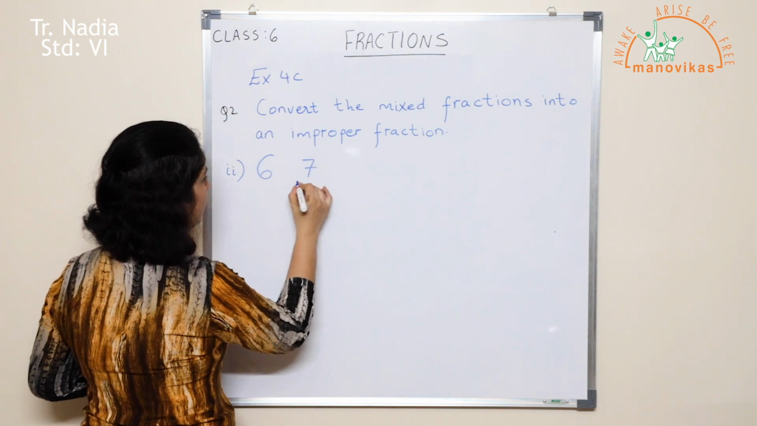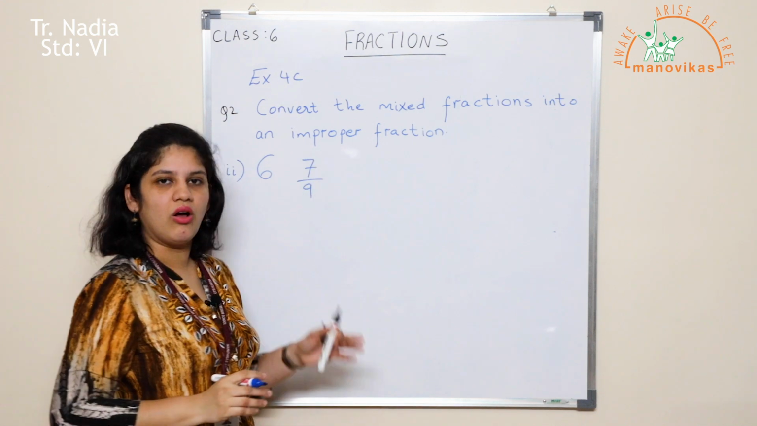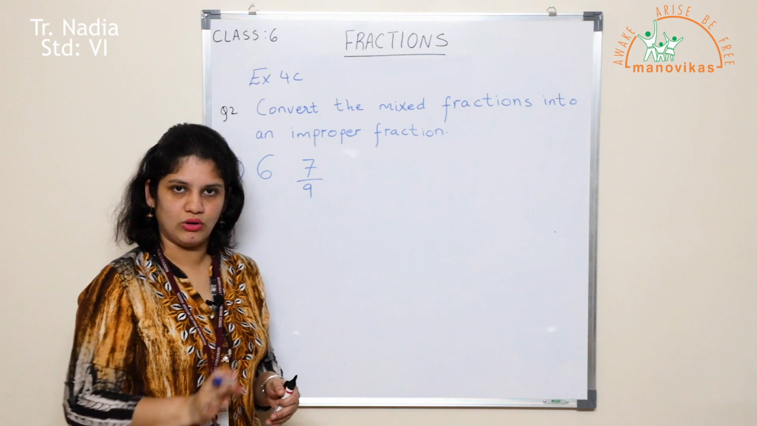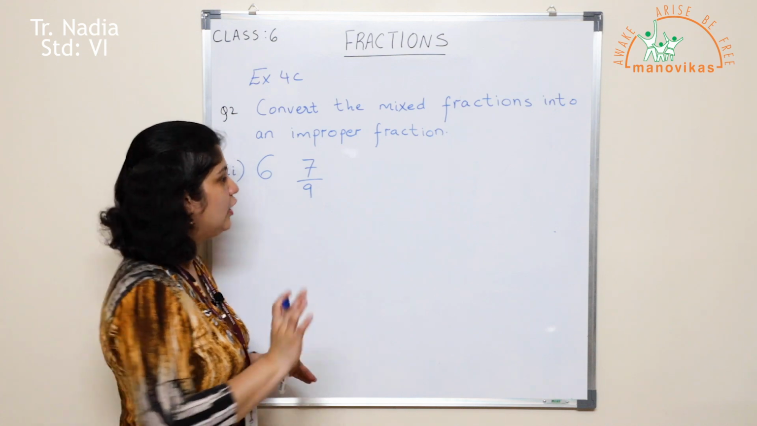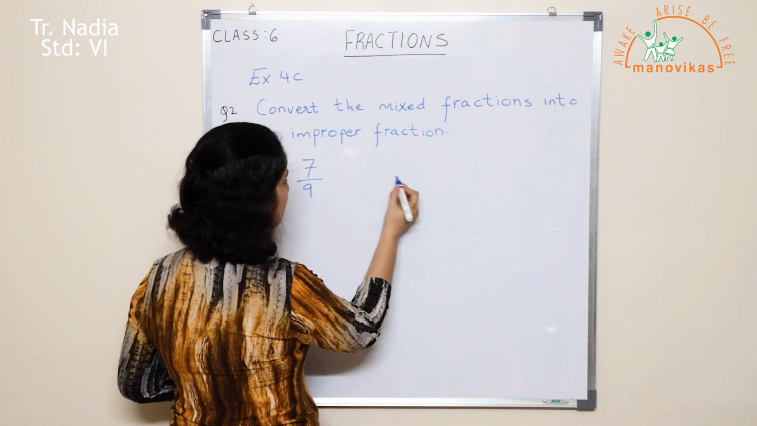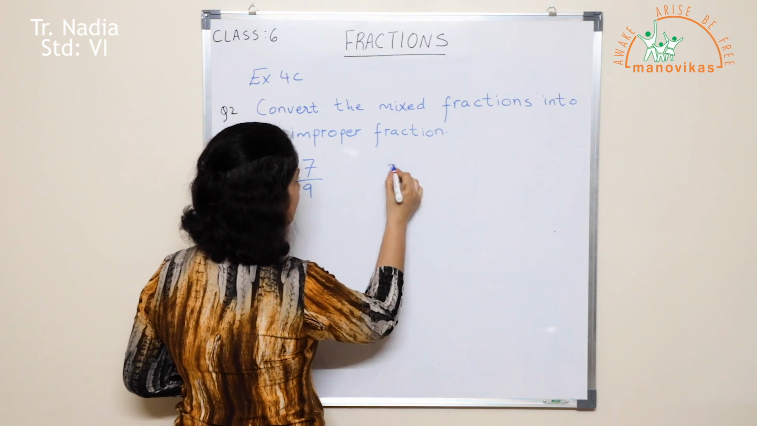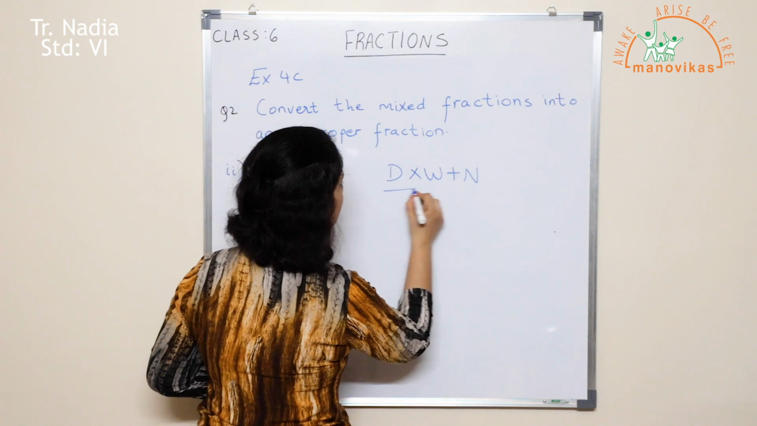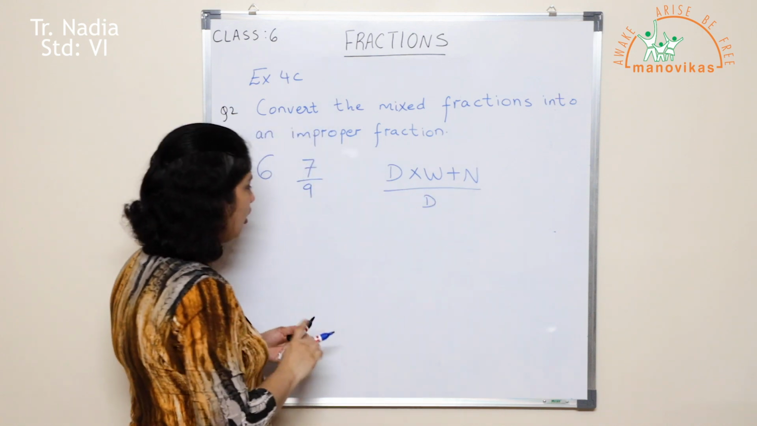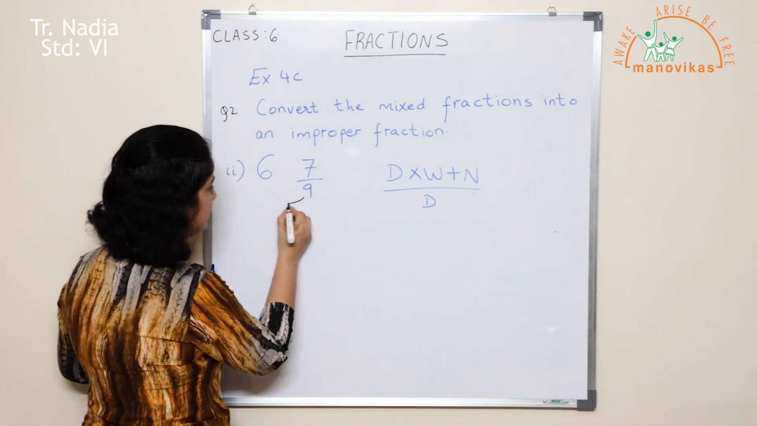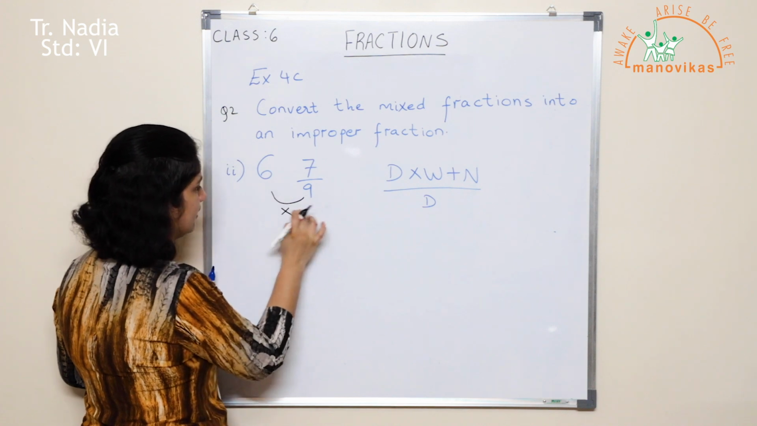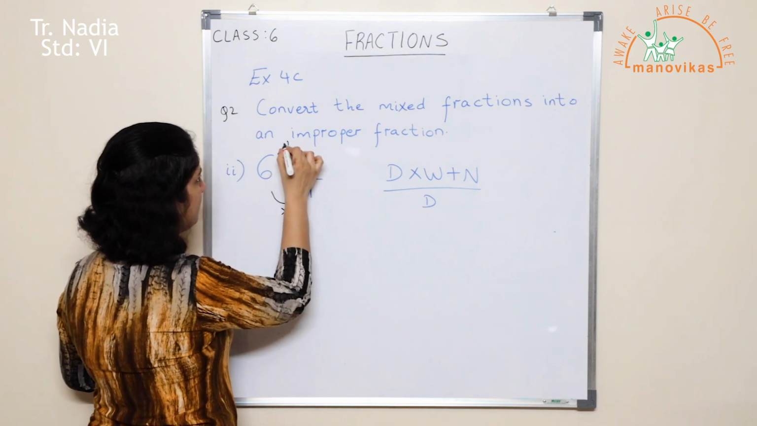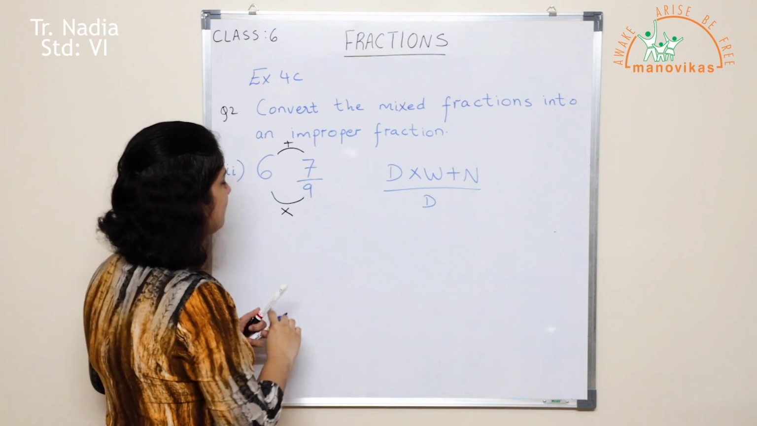Six 7 upon 9. Now children, when you solve these sums in the notebook, please follow the same steps as I am doing. Your first step, I want you all to write the formula. That is denominator multiplied by whole number plus the numerator upon denominator. Also get into a habit of drawing these arrows so that you all don't forget the method. Multiply and then plus. Okay, so this will be your first step.